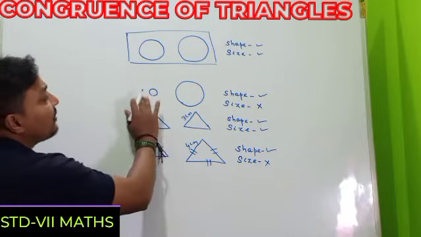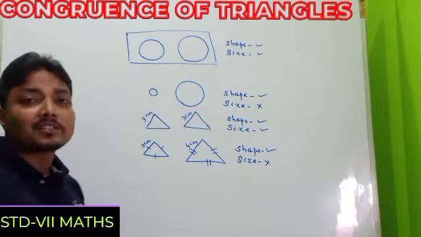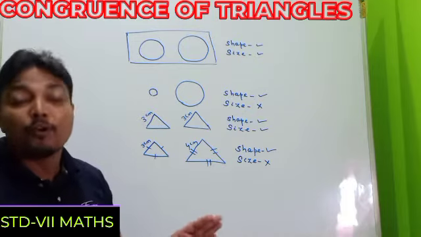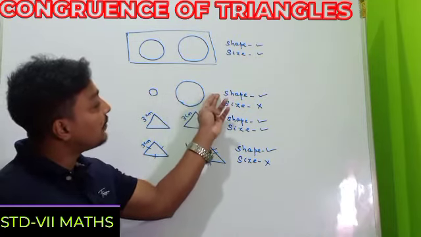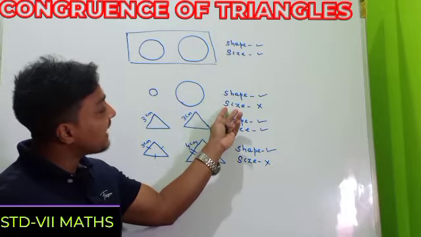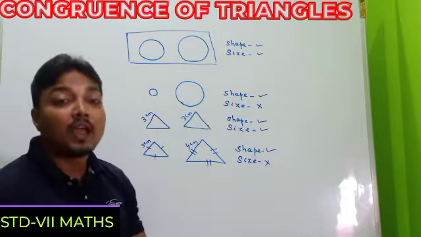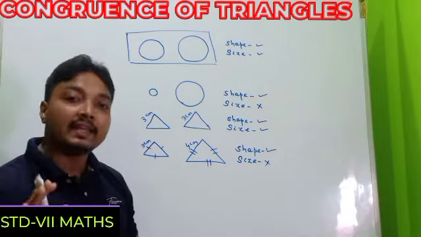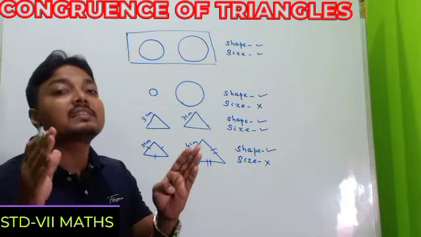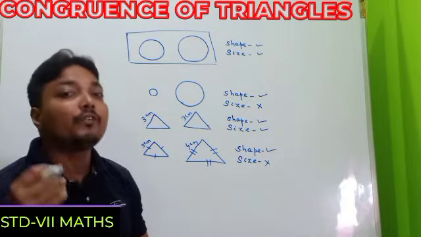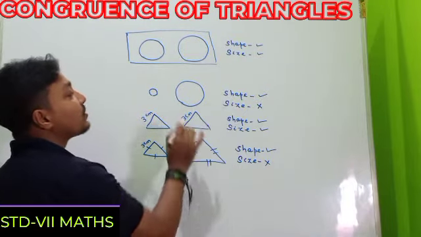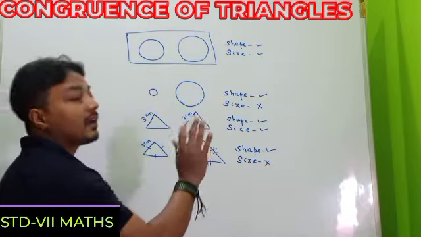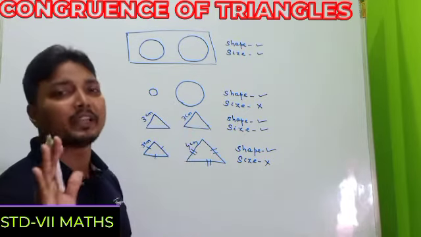See, these two figures, can I call them congruent figures? No. Why not? Because both figures are of different sizes but have the same shape. I said compulsorily the shape should be the same, along with the size, to be congruent, and here the shape is the same but the size is different. So we cannot call them congruent figures.